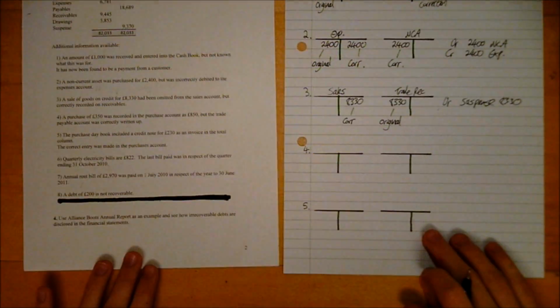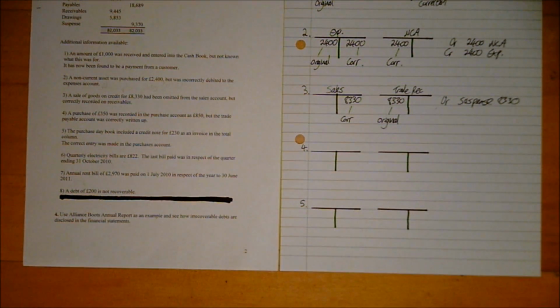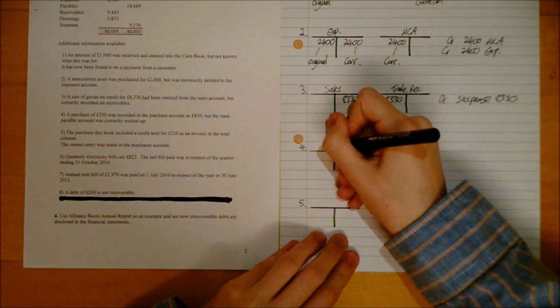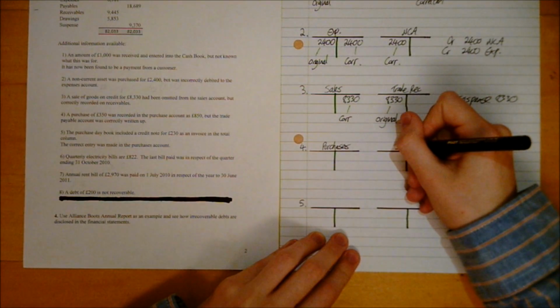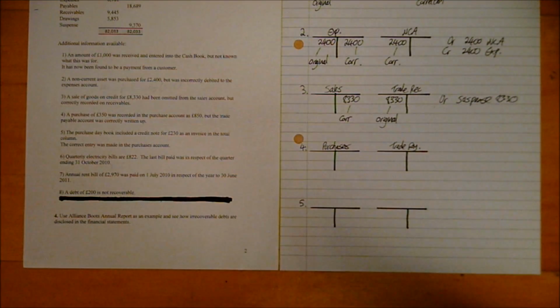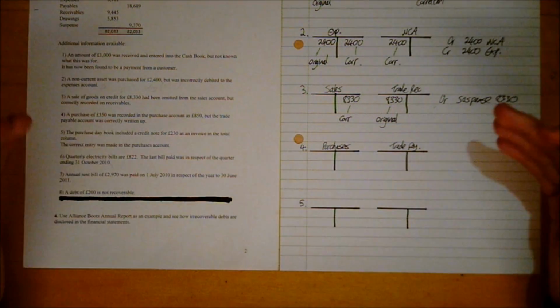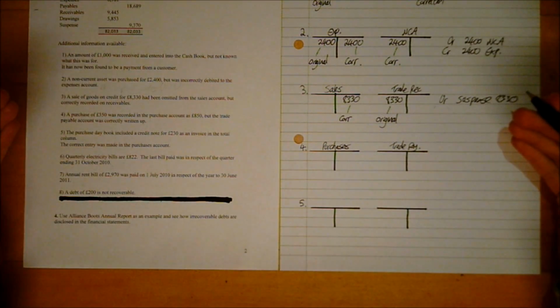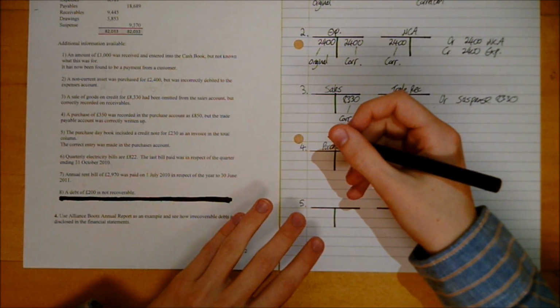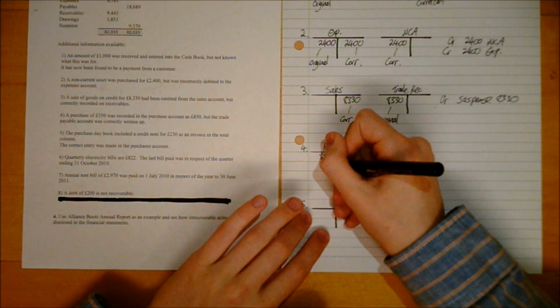So on to number 4. A purchase of £350 was recorded in the purchase account, but the trade payable account was correctly written up. Okay, so we've got our purchases account, and we've got a trade payable account, or creditors, however you want to call it. So a purchase of £350 was recorded in the purchase account as £850. Well, purchasing is an expense. It's taken away from our revenue in the form of cost of sales. So the original entry was incorrectly made of £850.